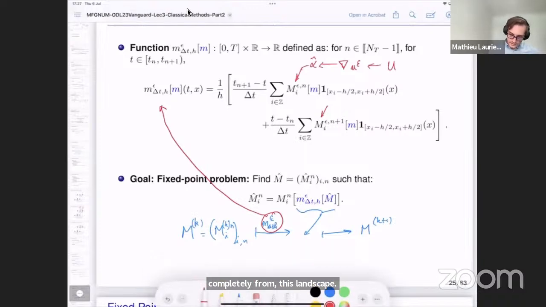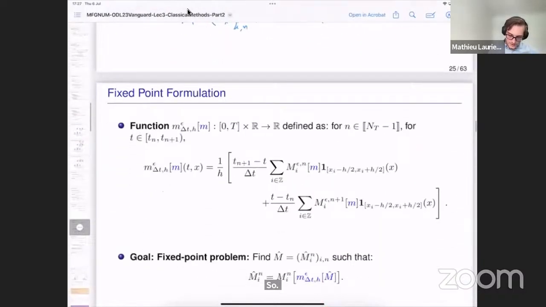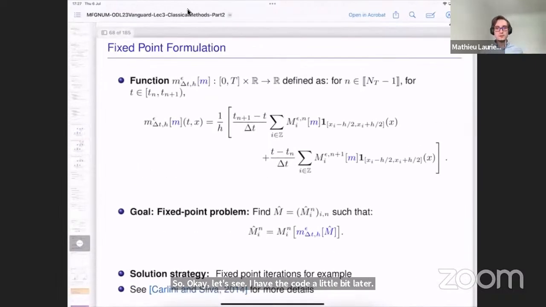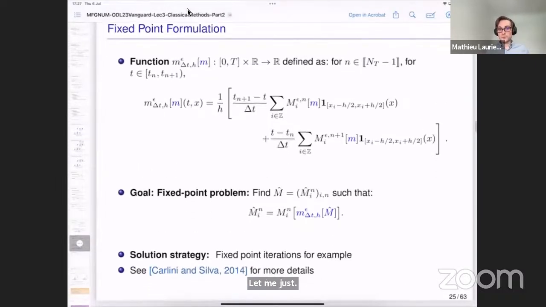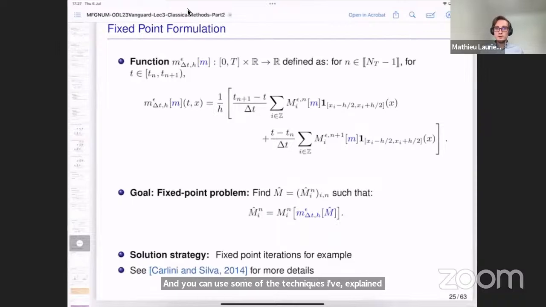Let me just say that there are different ways now to solve this fixed point equation. It is a finite dimensional fixed point equation because m hat is a vector, and you can use some of the techniques I've explained before. Carlini and Silva used fixed point iterations, pure fixed points or damped fixed point iterations. I have a code to illustrate that, but you could imagine other techniques to do the updates between each iteration and to converge towards a fixed point.